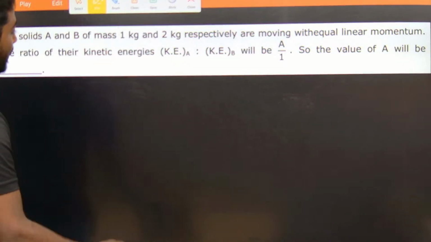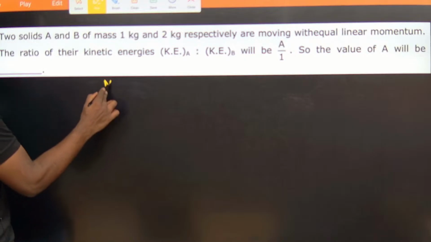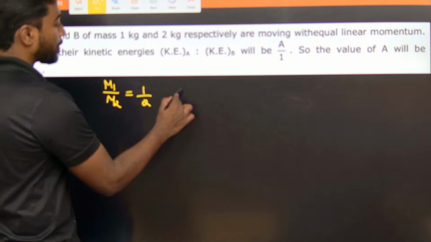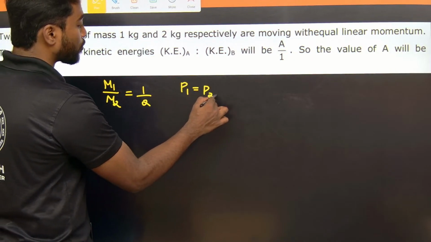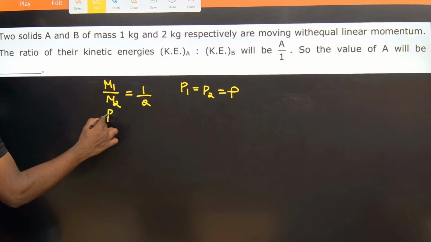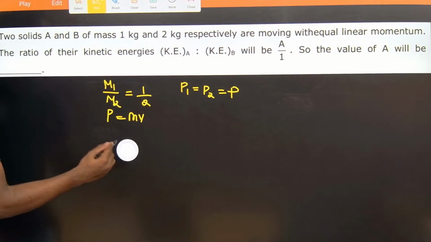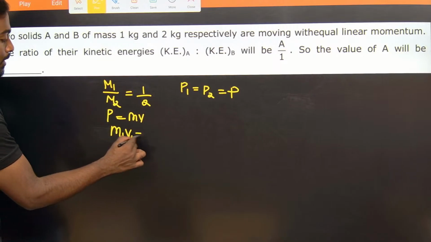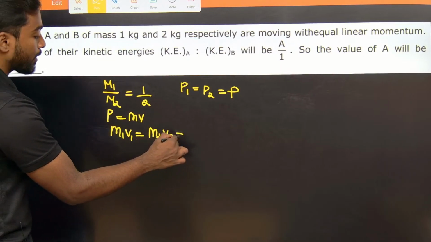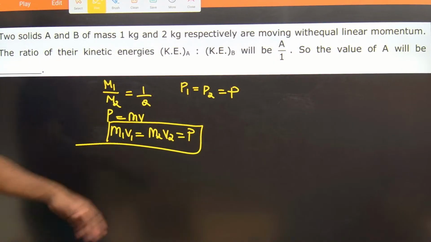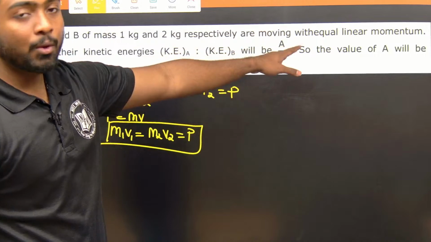So for equal linear momentum, mass m1 by m2 can be written as 1 by 2, right? Now, the momentum is given: P1 equals P2 equals P. So what is momentum? P is equal to mass into velocity. So m1 v1 equals m2 v2 equals P. That's the given thing, moving with equal linear momentum.